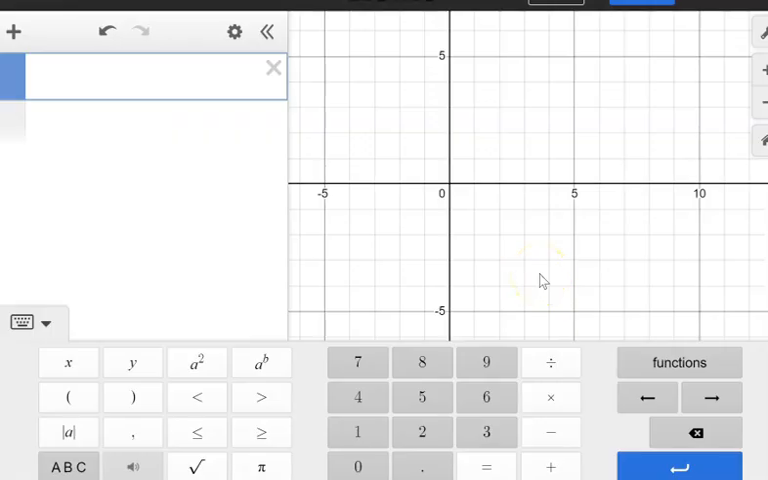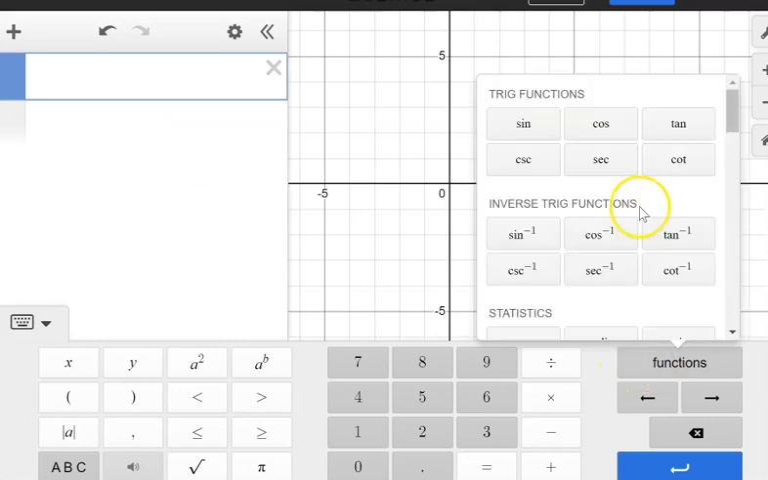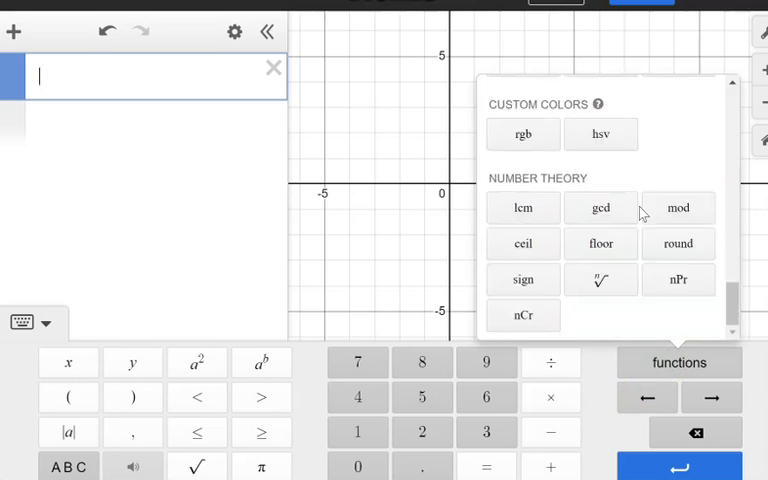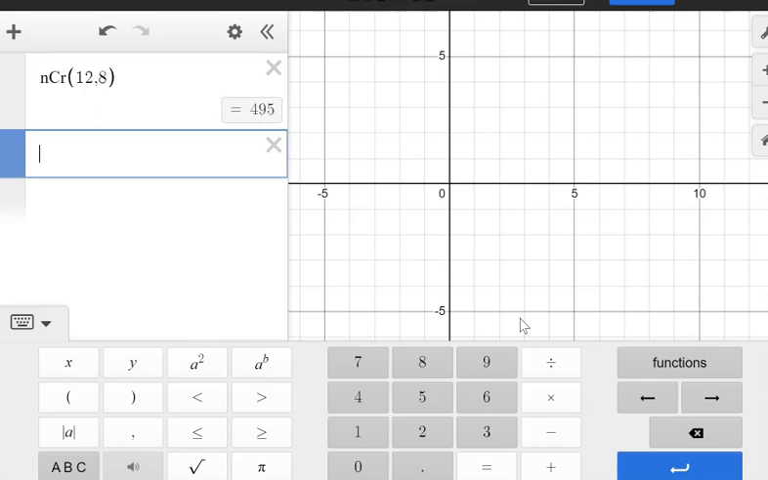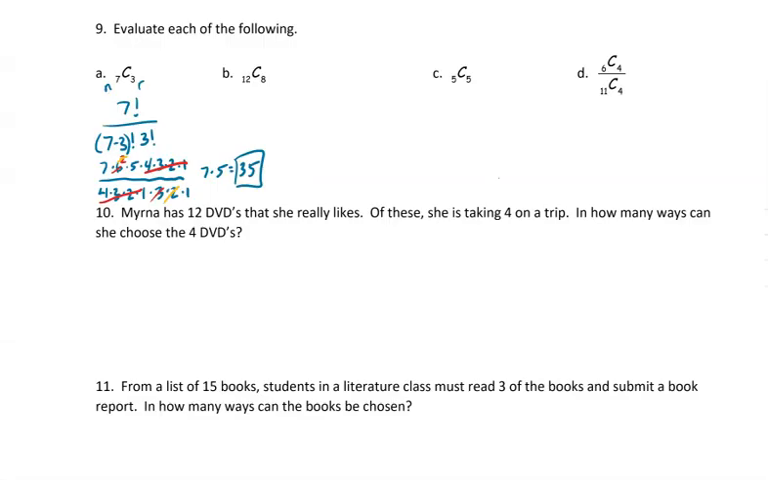Okay, so this time we are wanting 12C8. Again, we can go to Functions, go all the way down to the Number Theory category, and we see nCr. Click that. We're going to put in 12 as our n, comma, 8 as our r. And we get 495 in this case. So 495 is our answer.